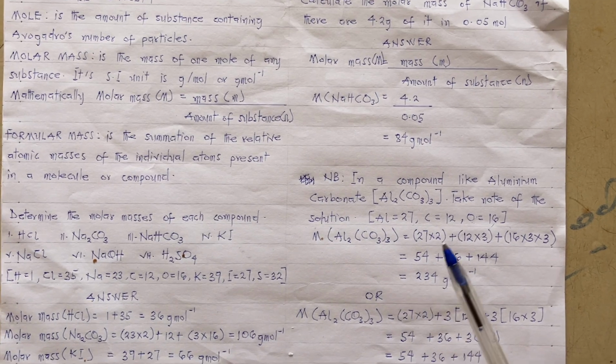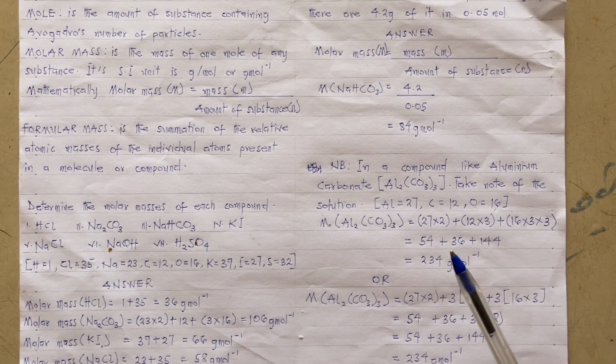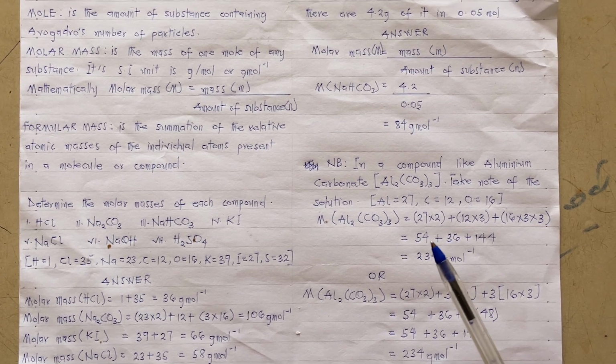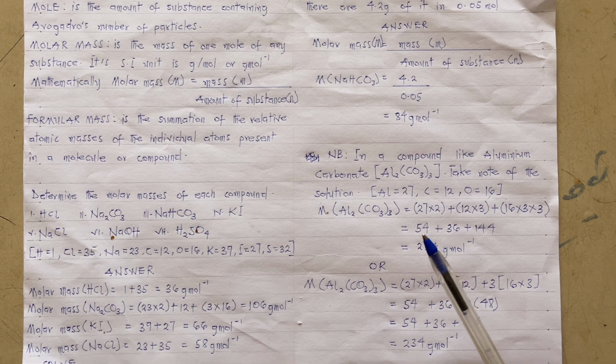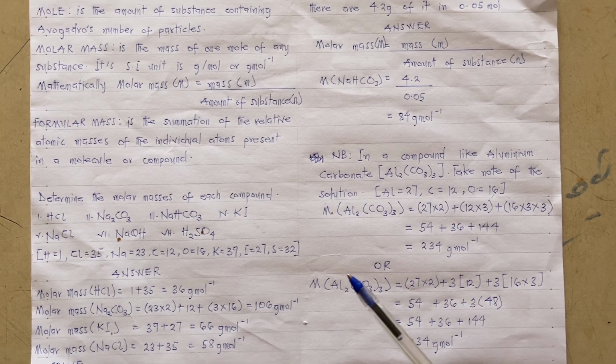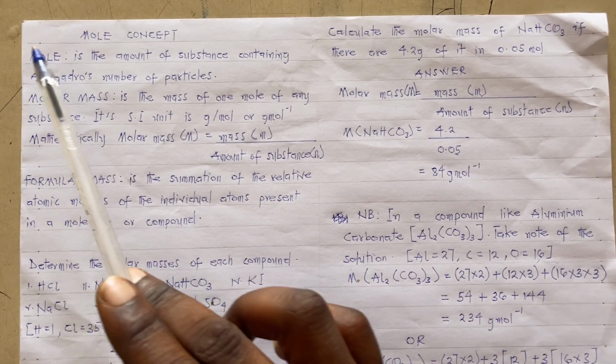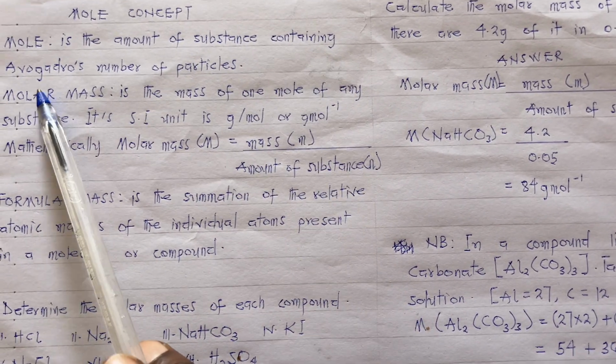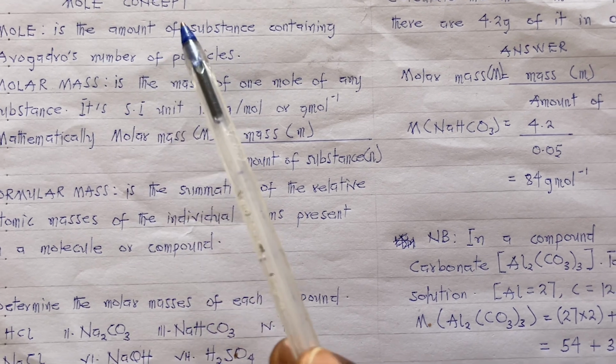All right, today we want to do some calculations in mole concept in core chemistry. But before we do the calculation, we want to look at some basic terms in mole concept. First of all, let us define mole. Mole is the amount of substance containing Avogadro's number of particles.